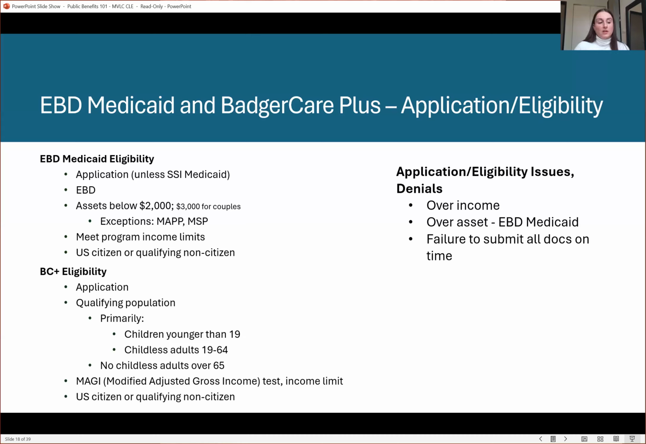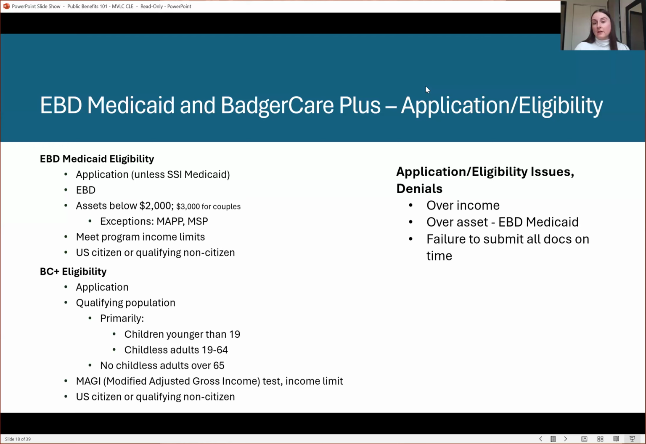So not EBD, but you need to be, the most common are children younger than 19, childless adults 19 to 64. There's caretakers for children under 18 and pregnant women as well. And there's a couple other categories, but you need to fit that non-financial requirement of falling into that specific population.